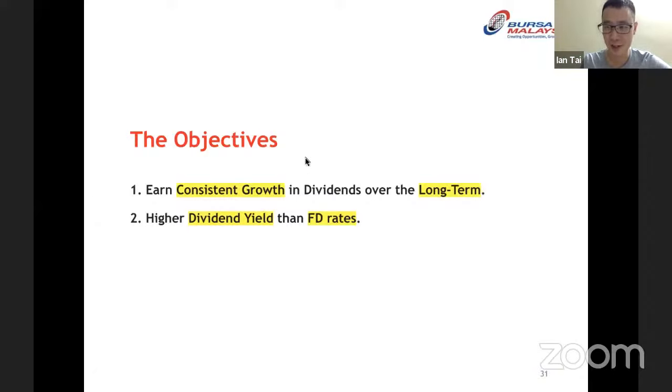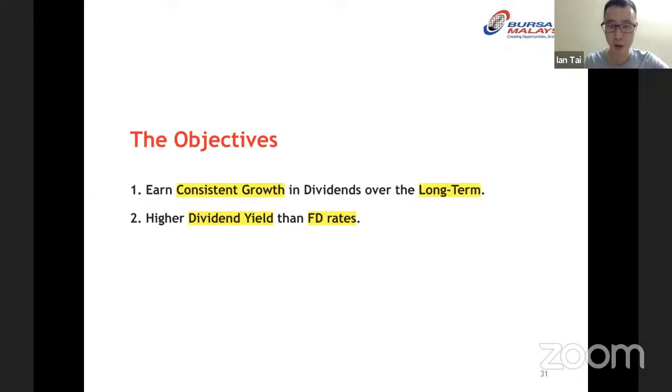The first one is that I will always have to be very mindful of my own investment objectives. So these are my personal investment objectives. Number one, I would like to earn consistent growth in dividend income over the long term, which means the dividend income should grow over time. The second one is that, of course, if our FD rate is at 2%, let's try to beat 2%. It can be 3, it can be 4, it can be 5%.